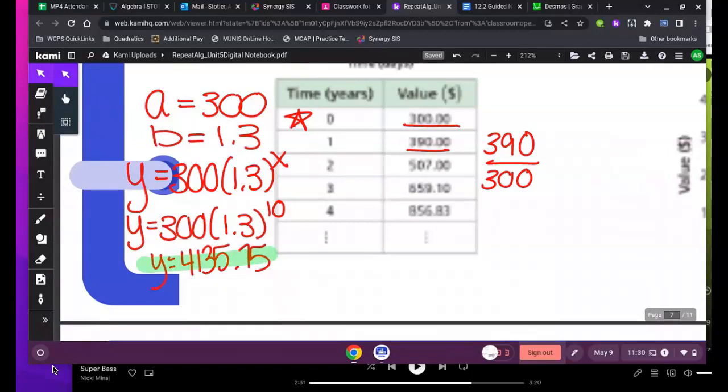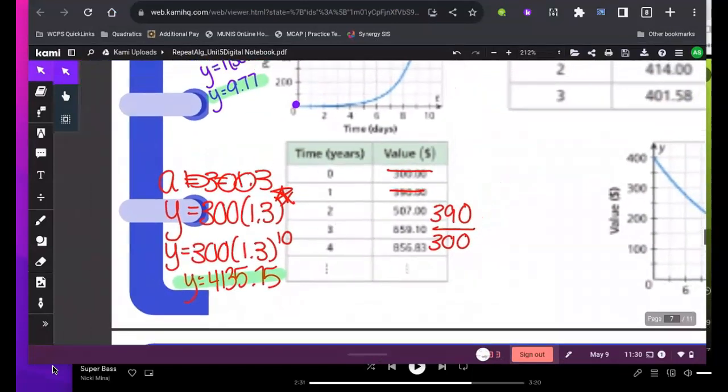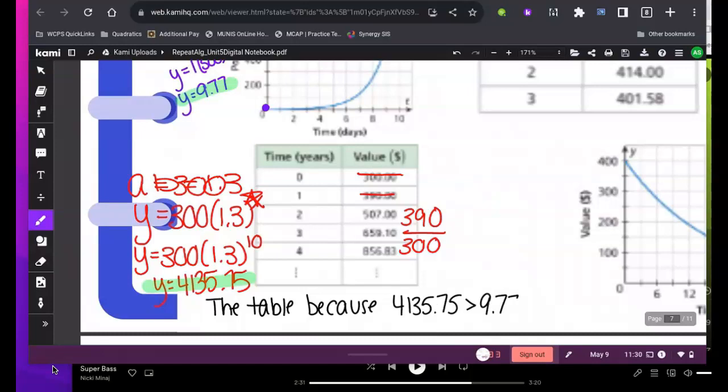4,135.75. So ultimately, which one has the greater value when x is equal to 10? The graph or the table? The table, because 4,000 is bigger than the 9.77 that we got for the graph. So the table has a greater value when x is equal to 10 because 4,000 is greater than 9.77.